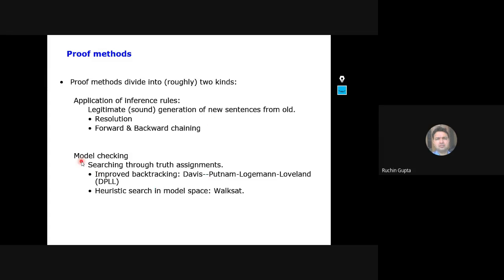The second proof method is called model checking. In model checking, the idea is that we assign truth values to different propositional atoms. There are methods like WalkSAT and DPLL. We are not going to discuss the methods in this category of model checking. We will restrict ourselves to the methods of resolution, forward chaining, and backward chaining.